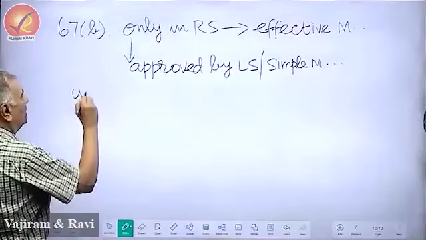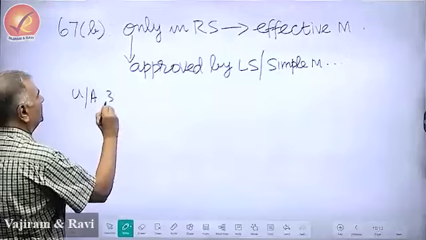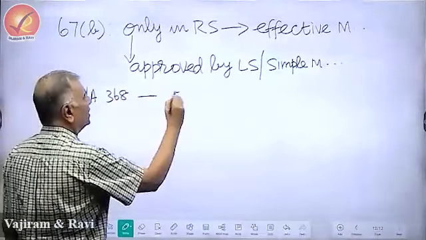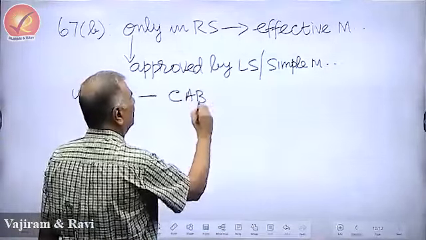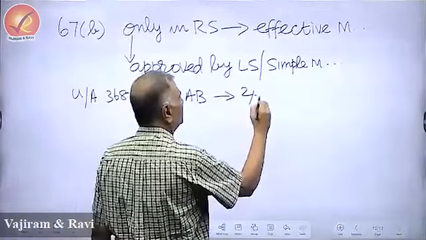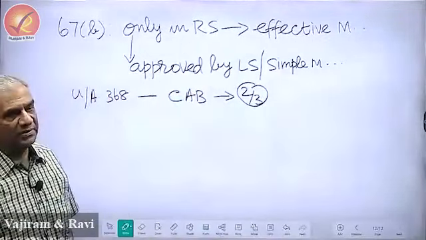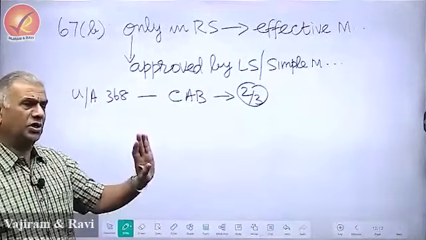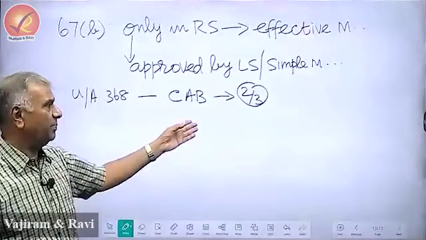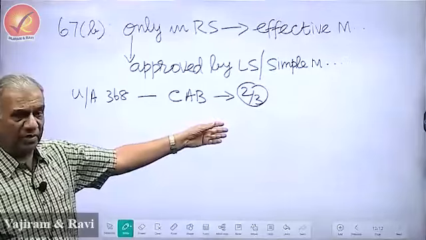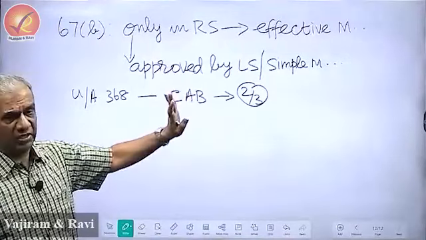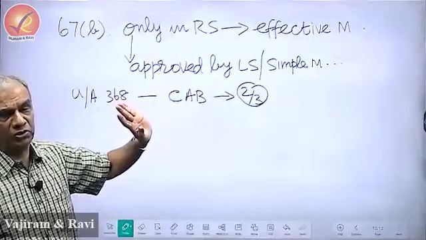Similarly, under Article 368, a constitutional amendment bill shall be passed by a special majority in both the houses of the parliament. Any constitutional amendment bill shall have to be passed by both the houses with a special majority that is mentioned in the constitution.